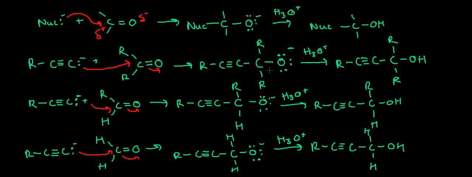An acid comes and gives a proton to the oxygen, and we're left with this alcohol of degree 3 with the alkyne group. Of course, it does not necessarily have to be a ketone. It can be an aldehyde or a formaldehyde, and that's what these other two reactions are. There is literally no distinguishing, there's no difference between them. The same reaction takes place.